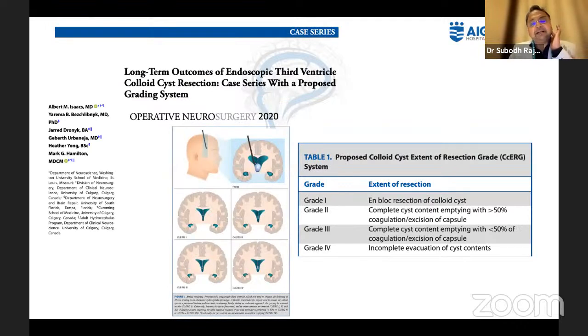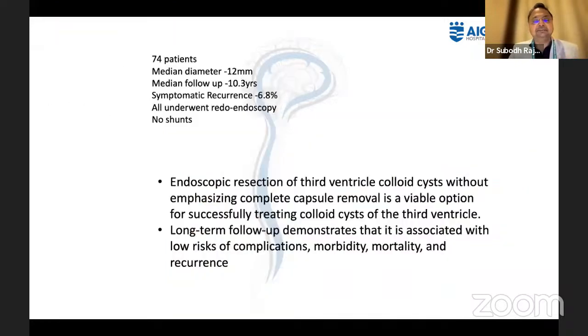This is the article, the grading system, which I use for my personal decision about the grade of resection whenever we are doing endoscopy. Grade 1, 2, 3, 4, depending on the recurrences marked on these.